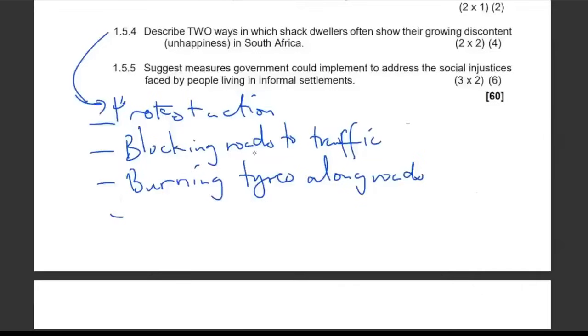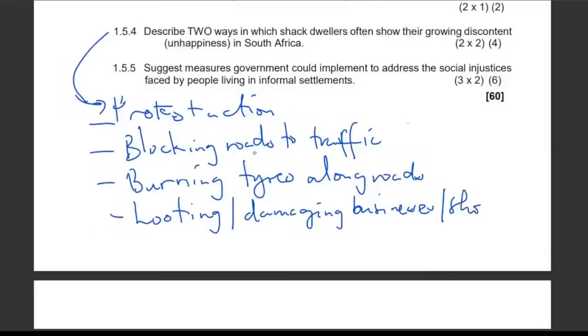Or they can also engage in looting and damaging businesses or the shops. That is how people show their discontent. But not limited to this, there are some other ways that you can also talk about. But we are saying they can take protest action, they can protest.